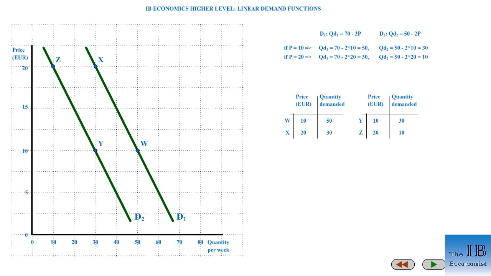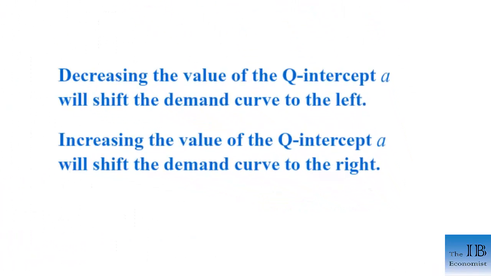What do you notice about them? They are parallel. This is what happens when you change the intercept of a demand curve. When you change the intercept of a demand curve, you shift it either to the left or to the right. So decreasing the value of the q-intercept A will shift the demand curve to the left, and increasing the value of the q-intercept A would shift the demand curve to the right.